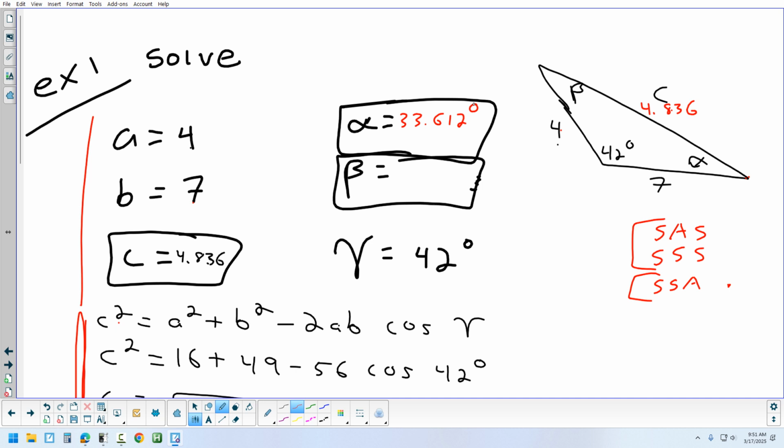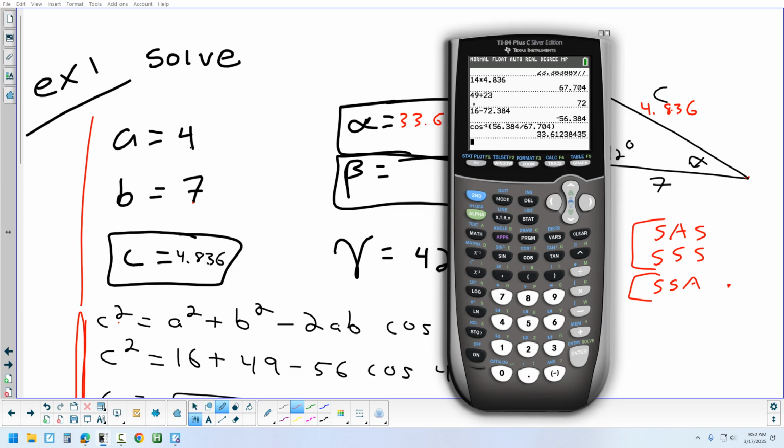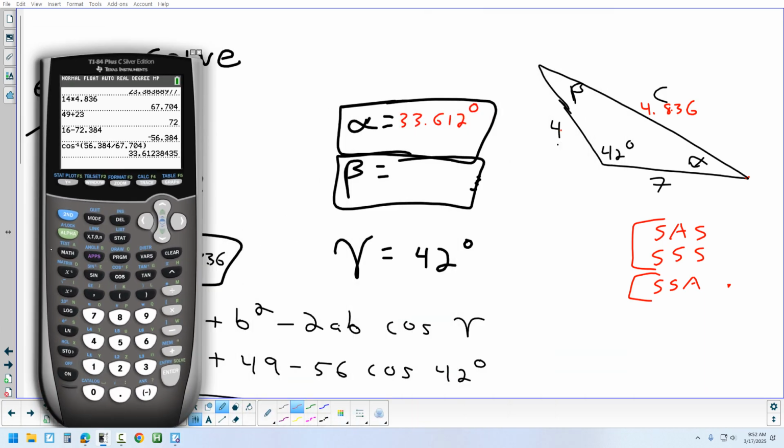So I mean, on the test, if you had 33.613, 615, that's okay. If you had like 33.79 or something like that, that's a little too much rounding error. If we're going to 3 decimal places, then we shouldn't be that far off. And now the last, well, we already have 2 out of 3 angles, so just subtract them from 180. So minus 42. Minus 33.612. So that's 104.388.